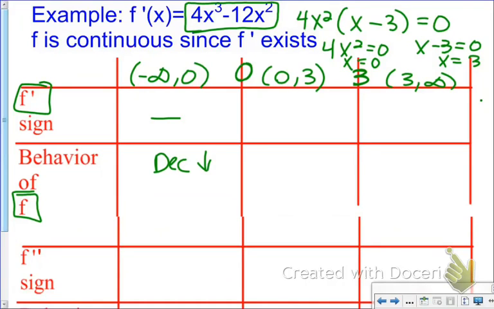Pick a number between 0 and 3. Andrea. 2. Plug 2 into the derivative. Would the derivative be positive or negative? Negative? Okay. And then pick a number from 3 to infinity. Caitlin. 4. Plug 4 into the derivative. Would it be positive or negative when you plug in 4?